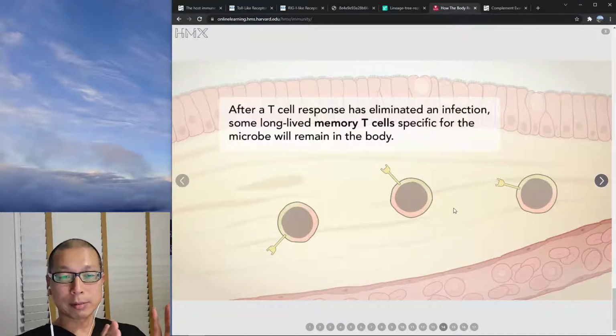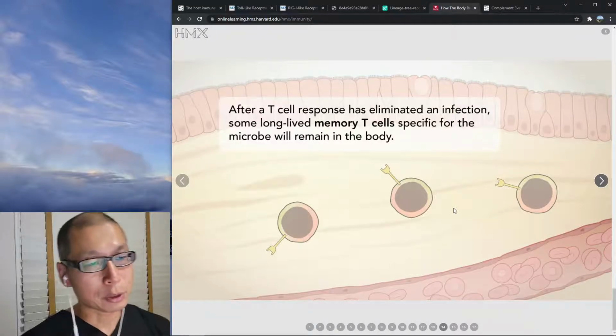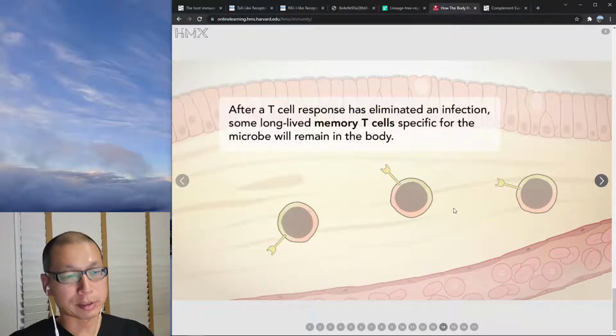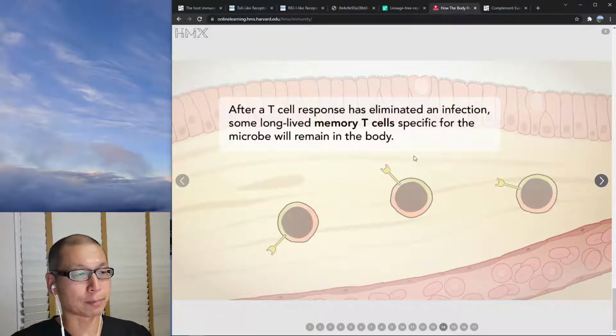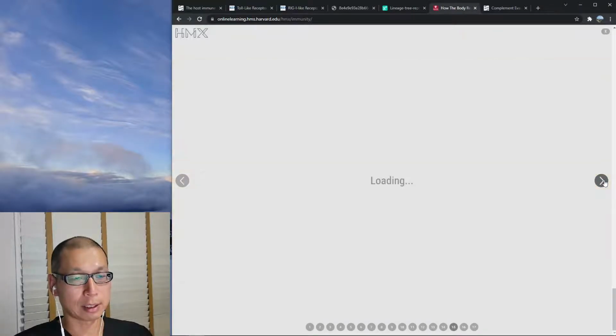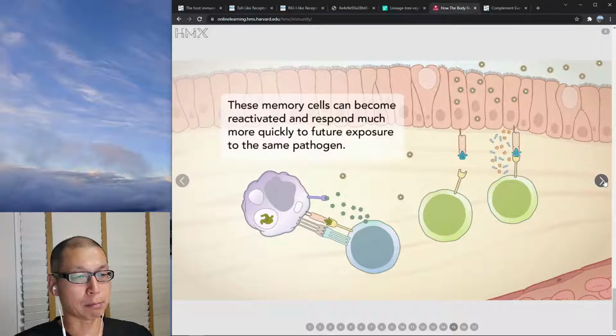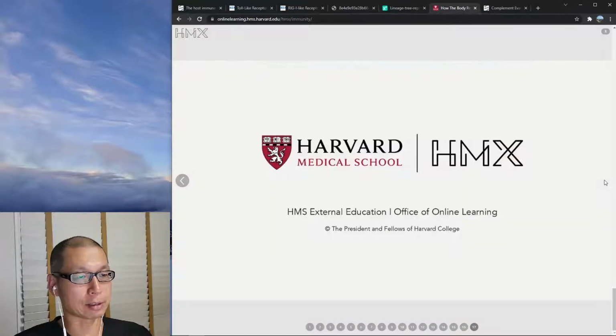So with the immune system you need a balance. You can't have a super activated immune system, because that would be bad. Although initially that sounds good, that's not good either. You need to have a perfectly regulated immune system. And so after a T cell response, there's a memory T cell. So this is what we talk about too. After you've been infected with a virus or with a vaccine, you will develop memory T cells that respond much more quickly to future pathogens.